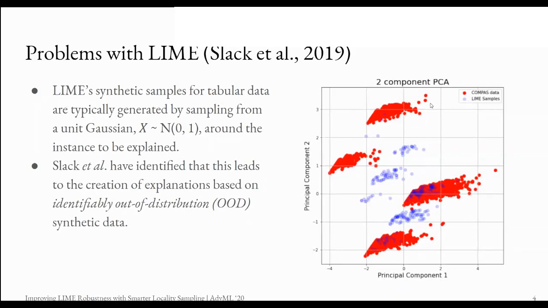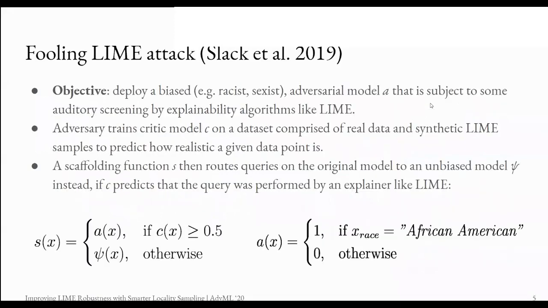The figure displays a two-dimensional PCA projection of real data from the COMPAS dataset, as well as samples generated by LIME based on COMPAS data, and it shows that the LIME samples are indeed identifiably out of distribution, as can be clearly seen in the figure. This vulnerability leads to the fooling LIME attack proposed by Slack et al.